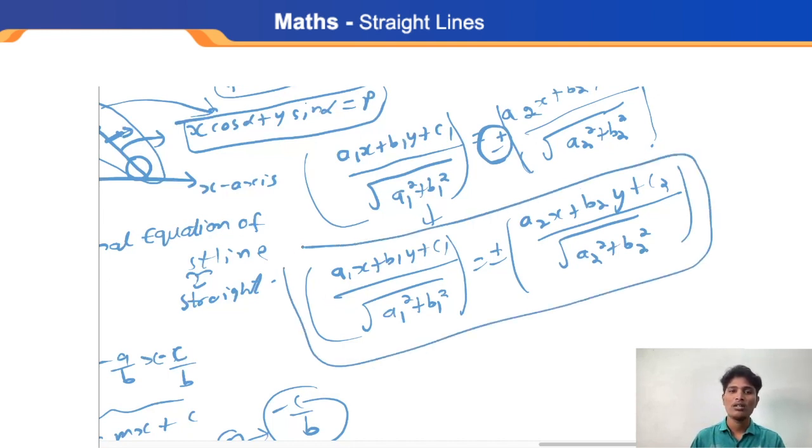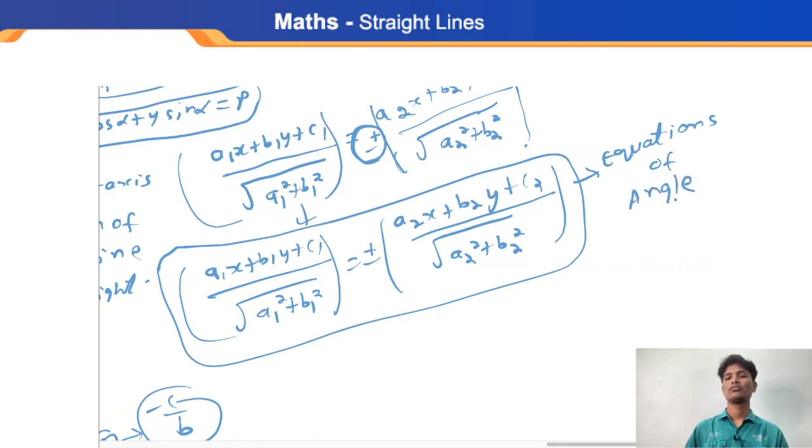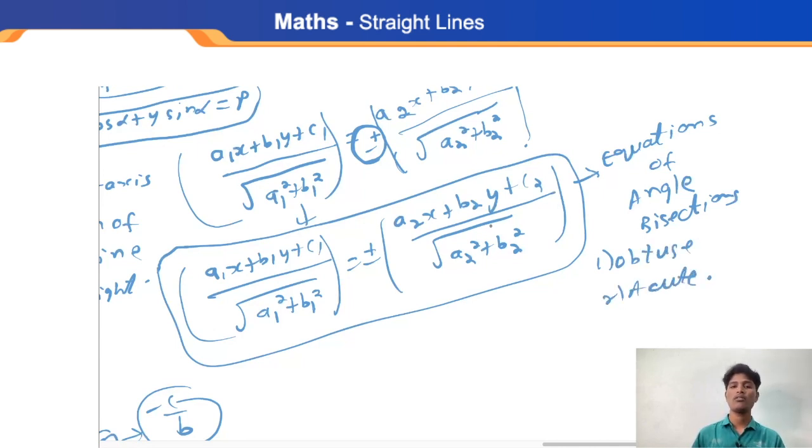This is the equation of the angle bisectors. By solving this, you will get two types of equations. One is obtuse and another is acute. What do we have to get? We have to use the plus or minus sign.